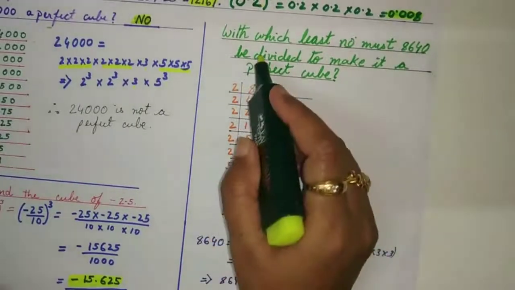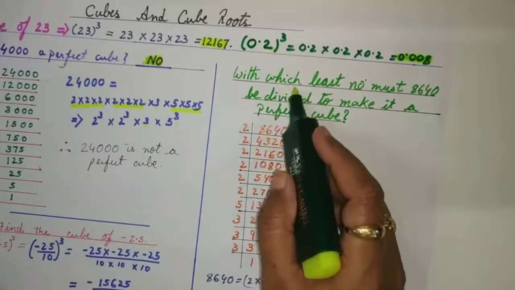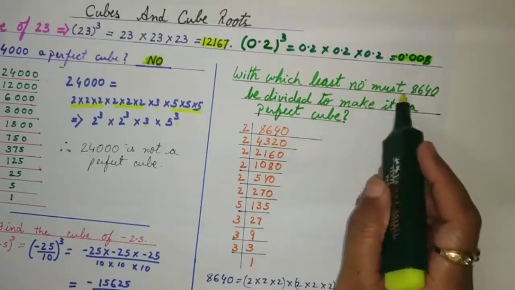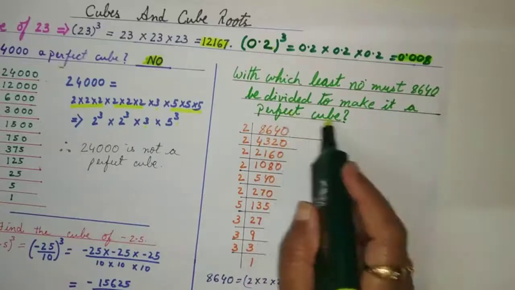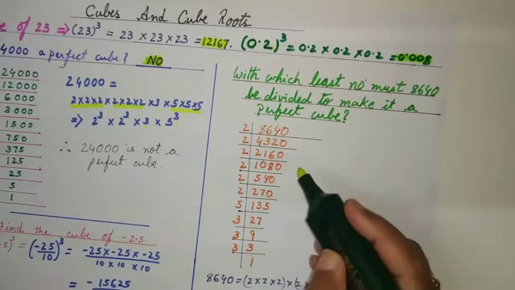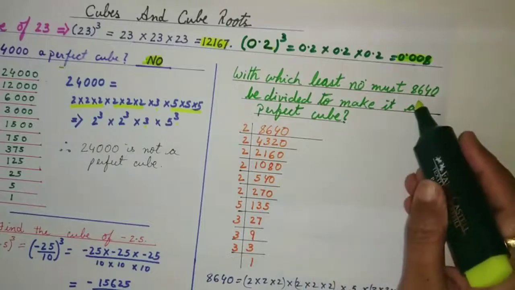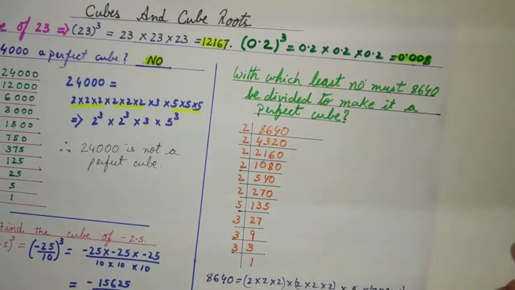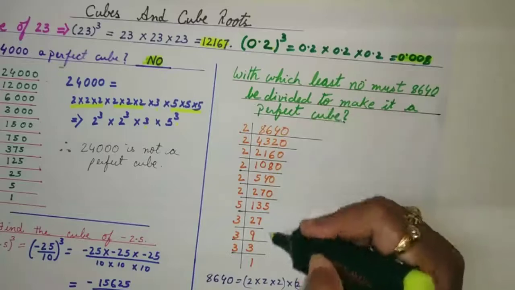So the question is: with which least number must 8640 be divided to make it a perfect cube? If I want to make it a perfect cube, the question itself indicates that 8640 is not a perfect cube. So there is a particular number which has to be multiplied or divided to convert it into a perfect cube.